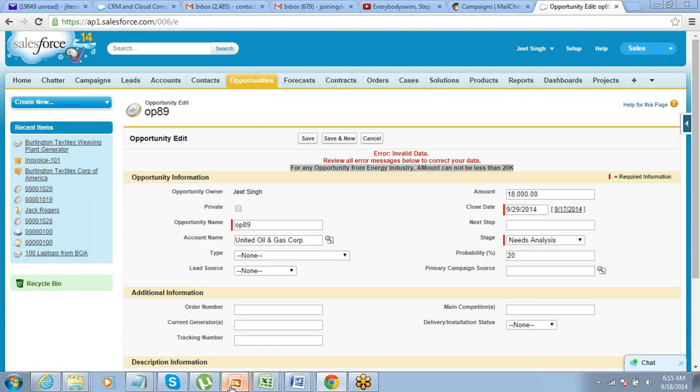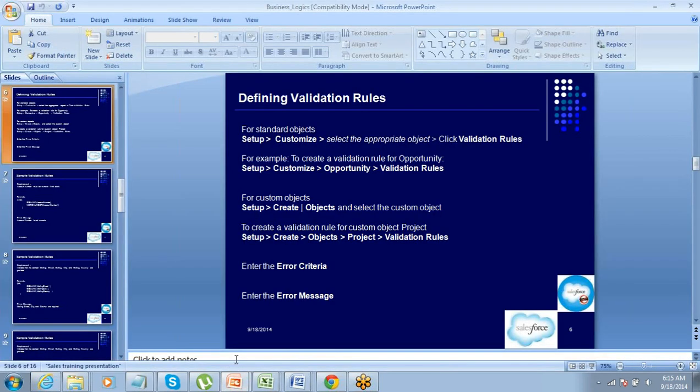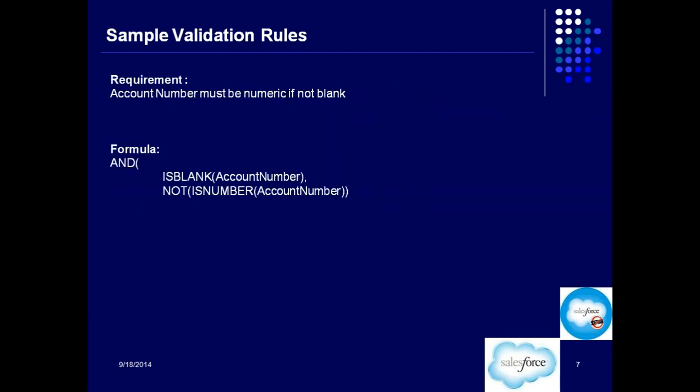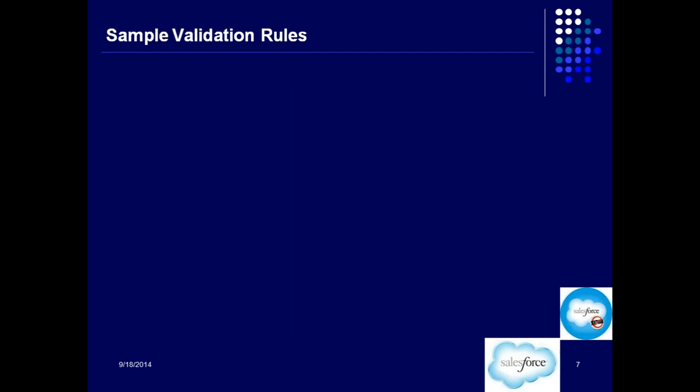Alright, so the next thing that we will get into is the workflow rule. Okay. Before I go into workflow rule, we have talked about validation rules. So let's see one or two sample validation rules here. So one sample validation rule is account number must be numeric if not blank. So if you have a field called account number, it should be numeric if it is not blank.